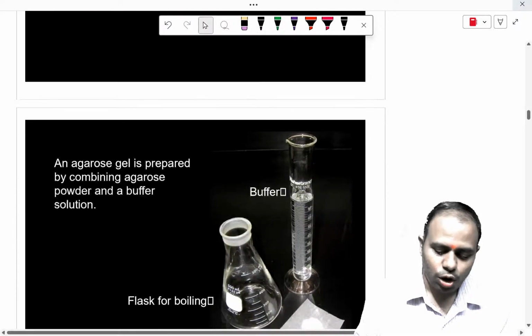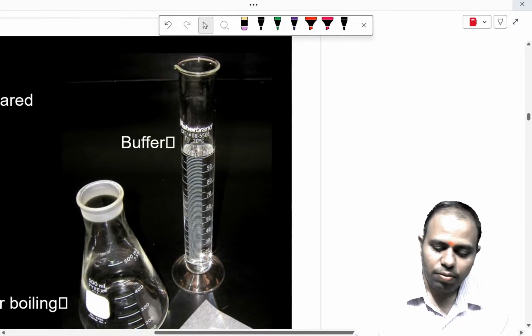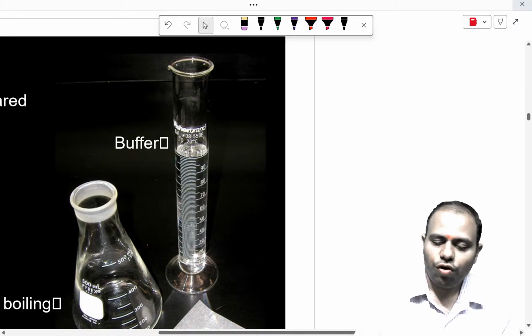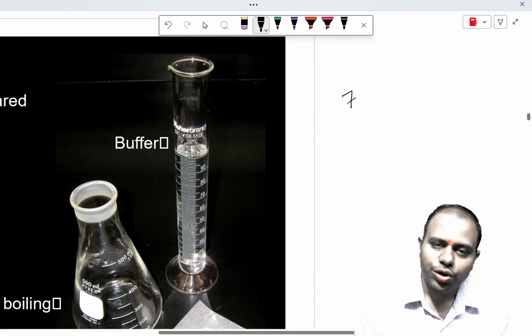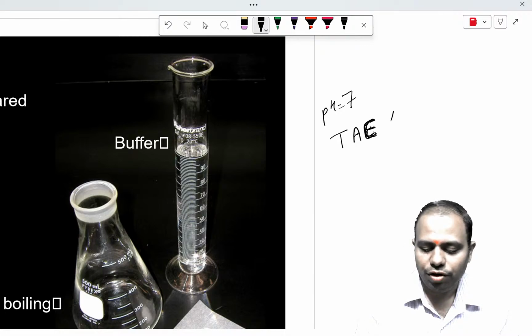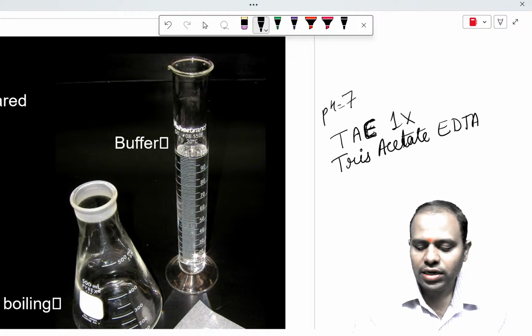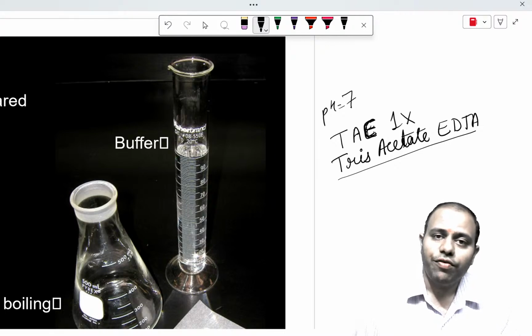So how to make a gel? First of all, you have to use a buffer. Generally there are different kinds of buffer you use for preparing agarose. In water also you can prepare agarose, but it should have a pH of 7, so in order to stabilize. The general buffer used is TAE buffer. TAE buffer in 1x concentration is used to prepare agarose gel. TAE is tris acetate EDTA buffer. This buffer is very important because agarose gel is prepared in it.